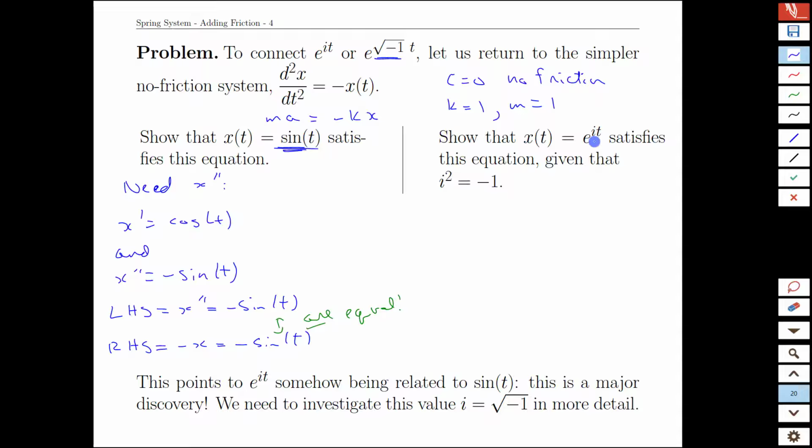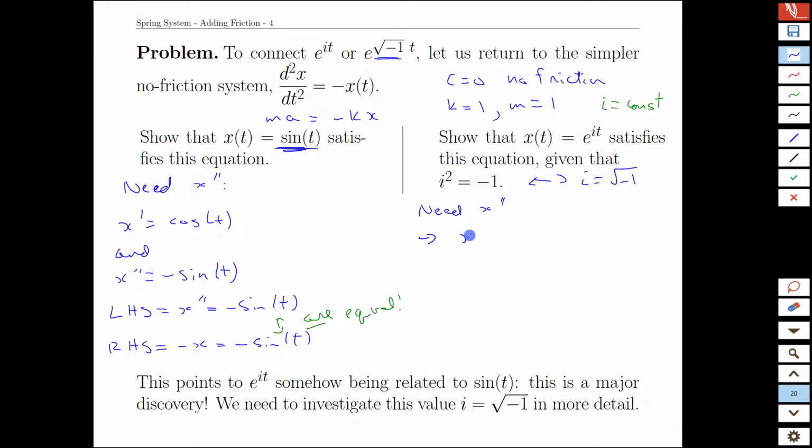Let's explore e to the it though, and what we're going to do is just treat i as a constant. It's just some number. It happens to be not a real number, but let's see what happens. If our x of t equals this, we're going to try to show that it satisfies this differential equation, and all we know about i is that it's equal to the square root of -1, or written another way, if we square both sides, i squared equals -1, saying exactly the same thing. Well, if we're going to check that this function satisfies this equation, we're going to need x double prime.